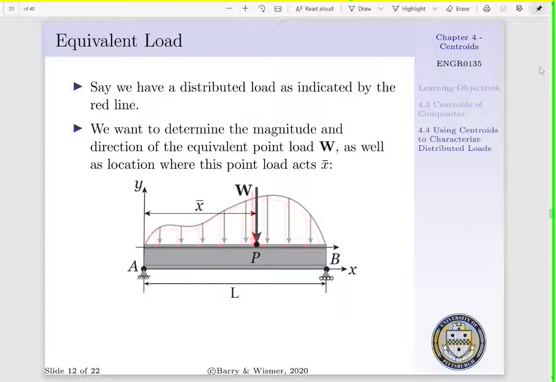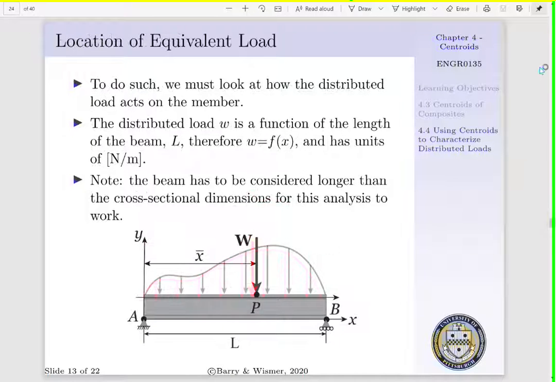That is, say we have a distributed load as indicated by a red line with our arrows pointing downward. Now, we want to determine the magnitude of our distributed load, i.e. the area under the curve, the direction of our equivalent point load W, as well as the location along our x-axis of where we would apply this, i.e. x bar, such that when we apply W at point P, some distance x bar away from our y-axis, it will still create the same tendency for our body to rotate as did our original distributed load.